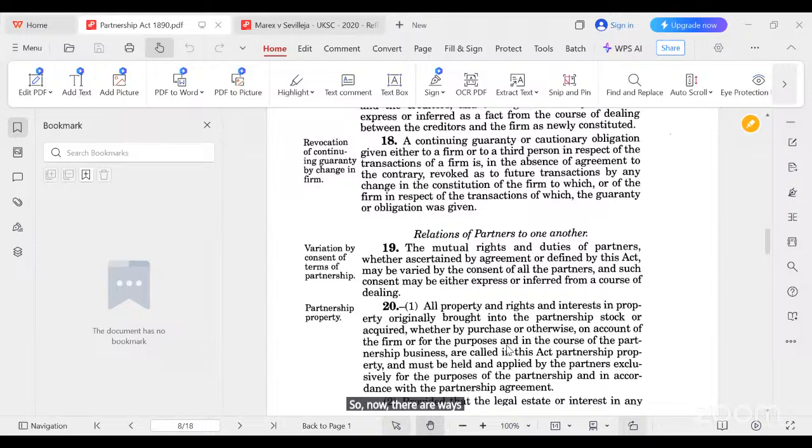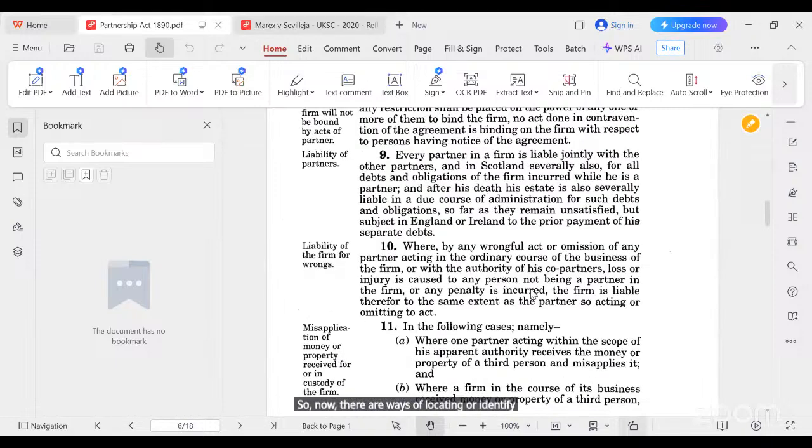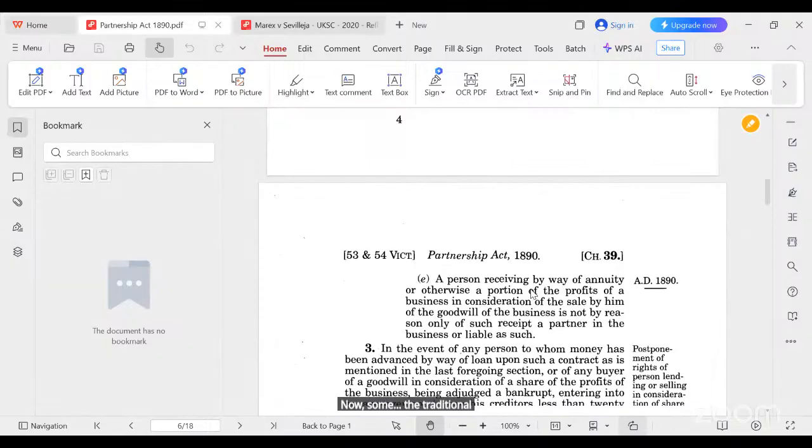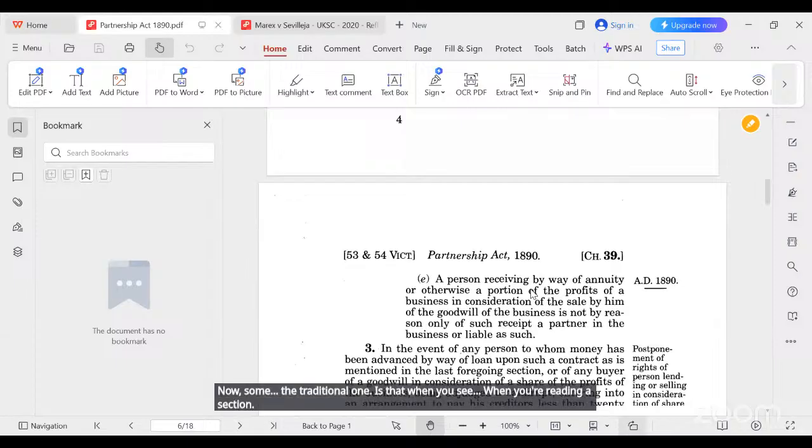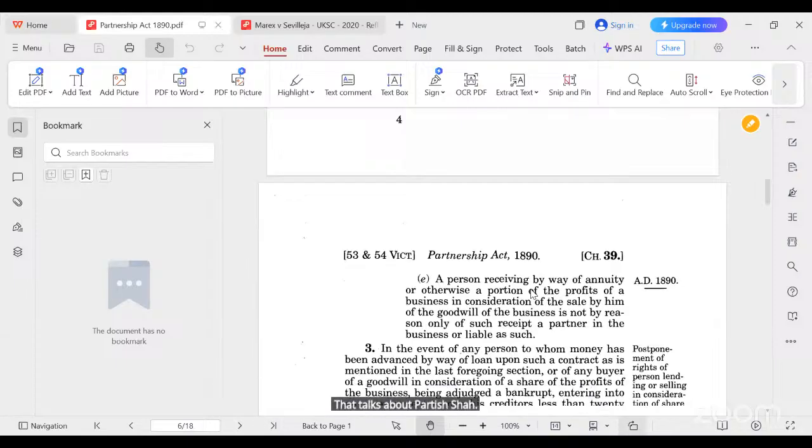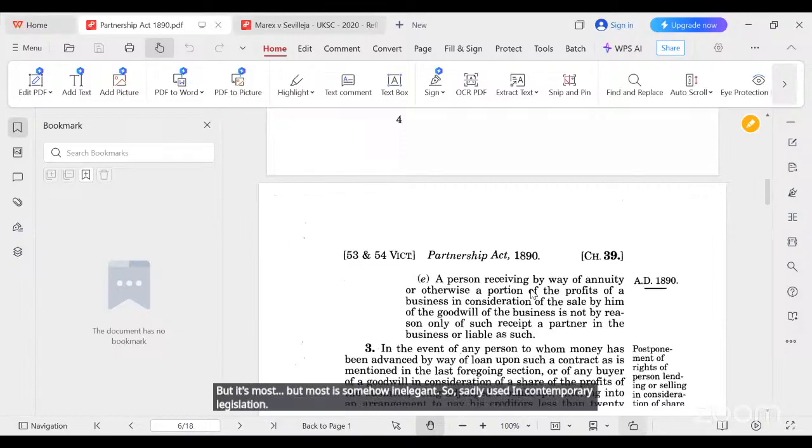So now, there are ways of locating or identifying this. The traditional one is that when you are reading a section that talks about parties shall, particularly the word shall is directive. It compels. That is the implication of having the word shall. The other option is to have must, parties must, but must is somehow inelegant, so it's hardly used in contemporary legislation, but shall is.